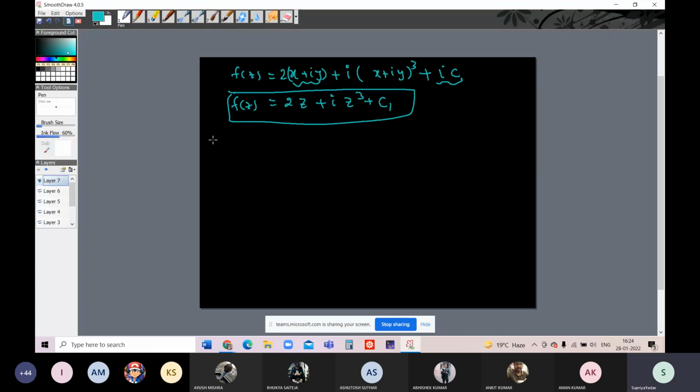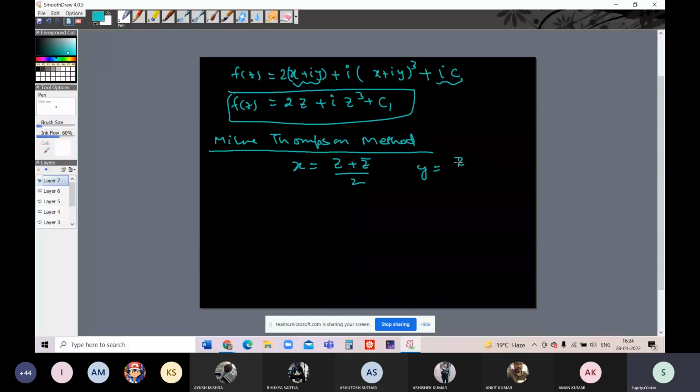दूसरा हमारे पास एक तरीका होता है जिसको हम Milne-Thomson method बोलते हैं. Milne-Thomson method. So we know that we can write x as z plus z conjugate upon 2, and this y can also be written as z minus z bar divided by 2i. इस तरह से हम यहाँ पे लिख सकते हैं. So we also know that f(z) is u(x,y) plus i v(x,y).